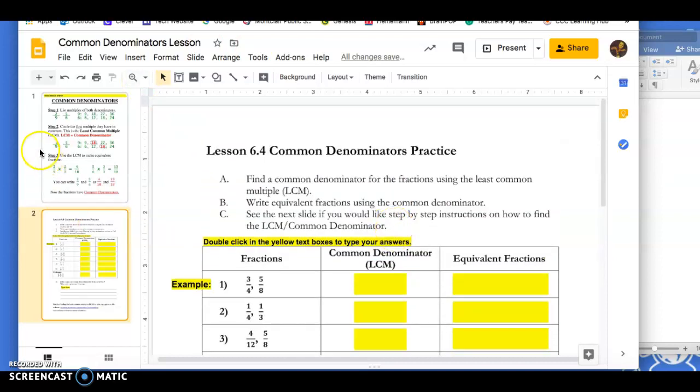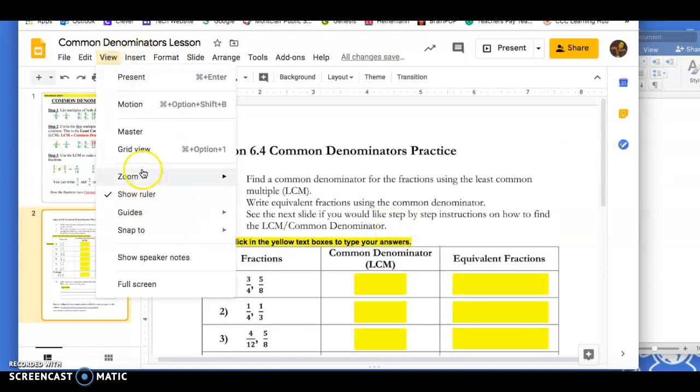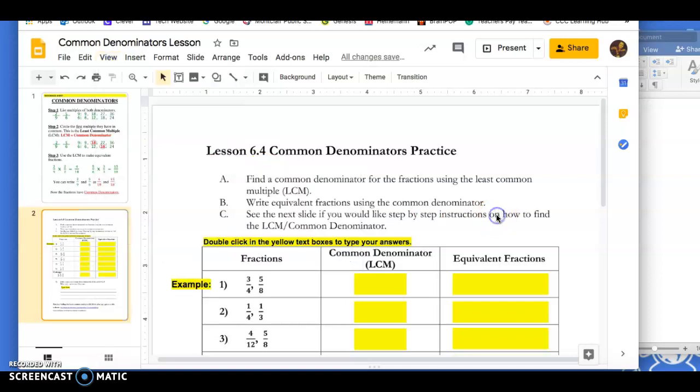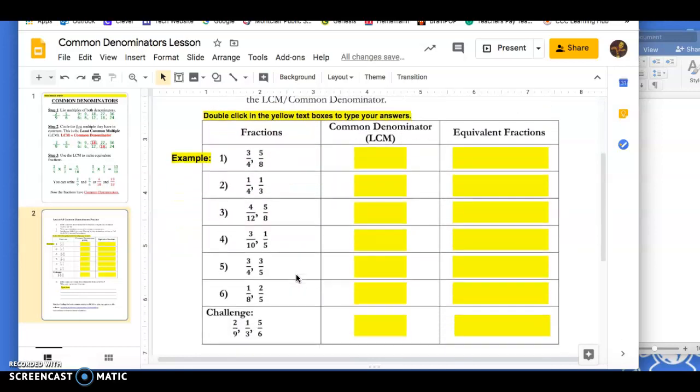Remember, if you want to zoom in like I am, you press View, press Zoom. I like to do 100% so I can see it all. Okay, let's start off. I need to find a common denominator for 3/4 and 5/8. So let's go to my first step.